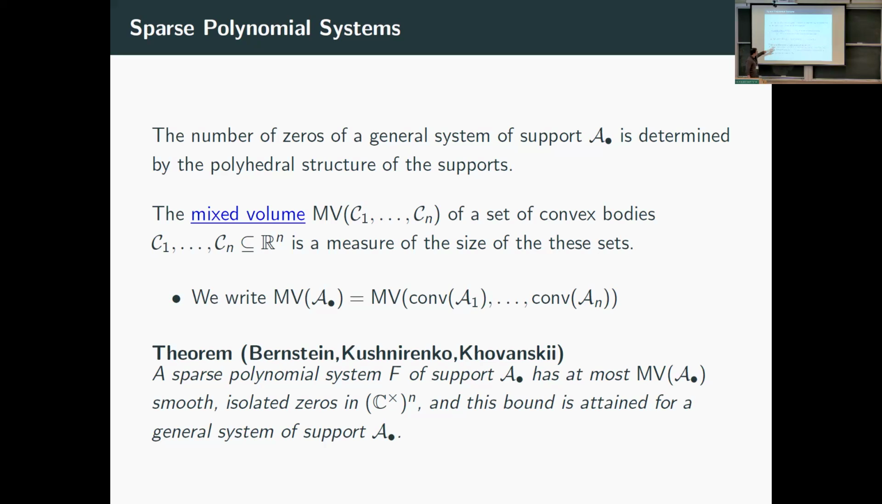And so we'll say that the mixed volume of our supports A dot is just the mixed volume of the convex hulls of those supports. And the wonderful, famous BKK theorem says that if you have a system of support A dot, meaning you've chosen the monomials to appear in that form, then it has at most mixed volume of A dot smooth isolated zeros in C star to the n. And this bound is generically sharp. So if you choose general coefficients, you have exactly this many zeros.